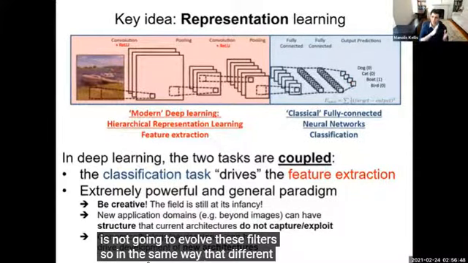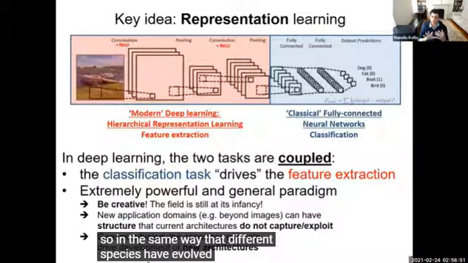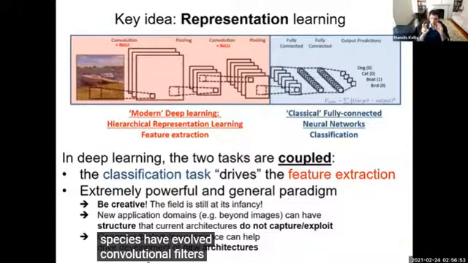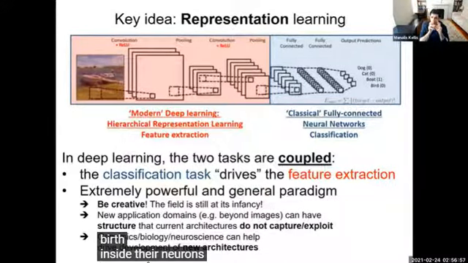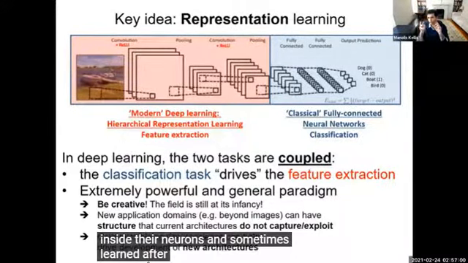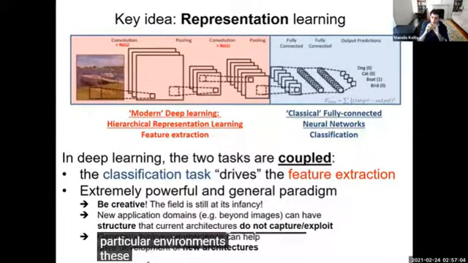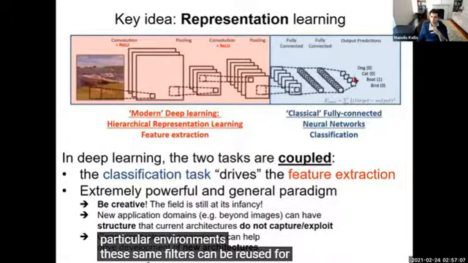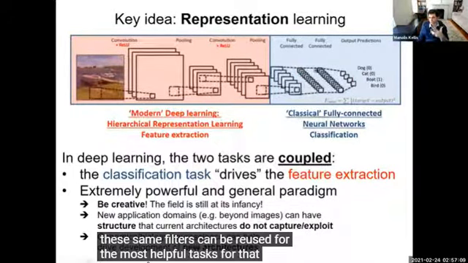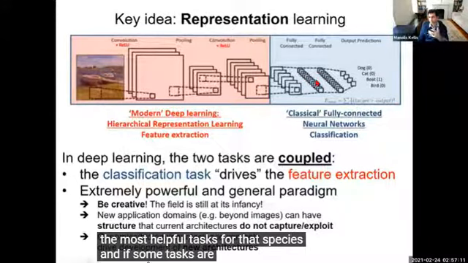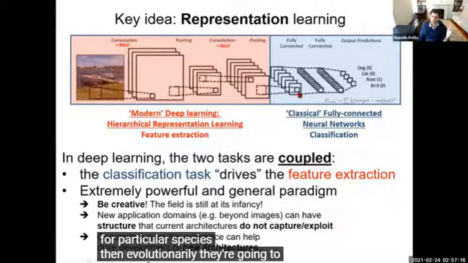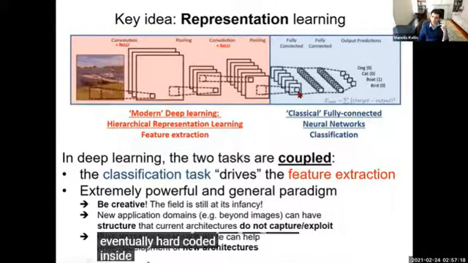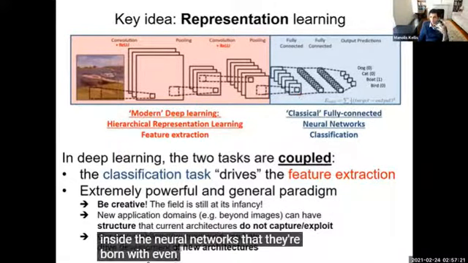So in the same way that different species have evolved convolutional filters hard-coded from birth inside their neurons, and sometimes learned after birth through exposure to particular environments, the same filters can be reused for the most helpful tasks for that species. And if some tasks are very, very helpful for a particular species, then evolutionarily, they're going to be eventually hard-coded inside the neural networks that they're born with, even without any learning.